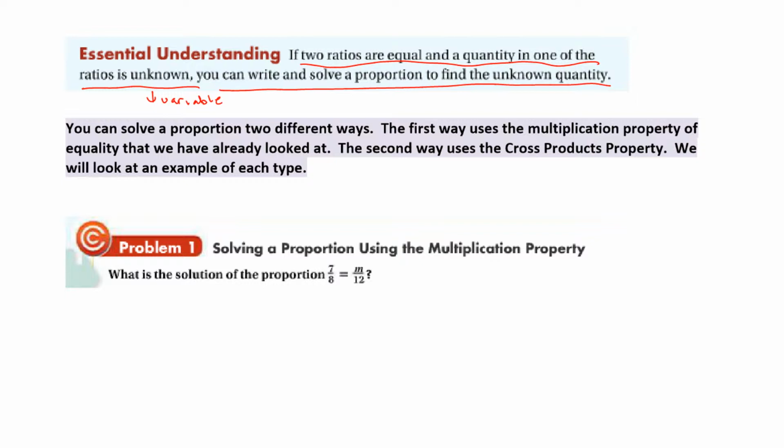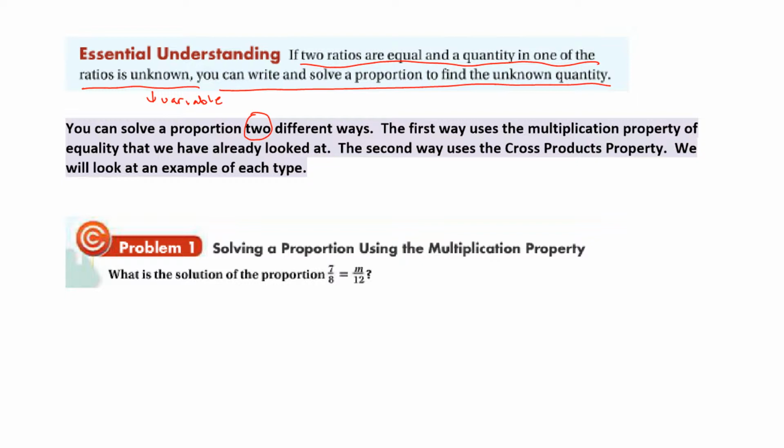We can solve a proportion in two different ways. The first way uses the multiplication property of equality, and we have already done that when we solved equations. And the second way is the cross products property. We will look at an example of each.